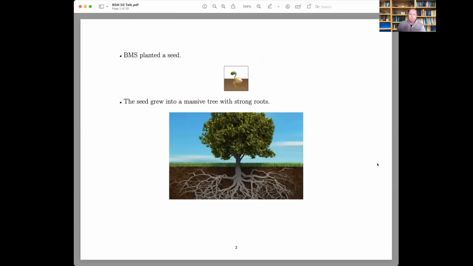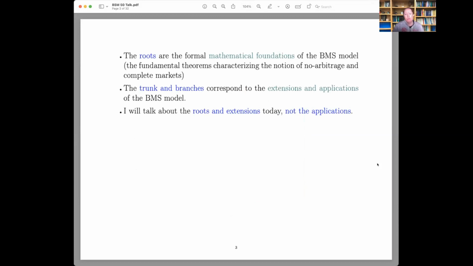So the Black-Merton-Scholes model planted a seed. The seed grew into a massive tree with strong roots over the past 50 years. And I think of the roots as the formal mathematical foundations. These are the fundamental theorems characterizing the notions of no arbitrage in complete markets. And of course, complete markets is the idea of replication. The trunk and branches correspond to the extensions and applications.